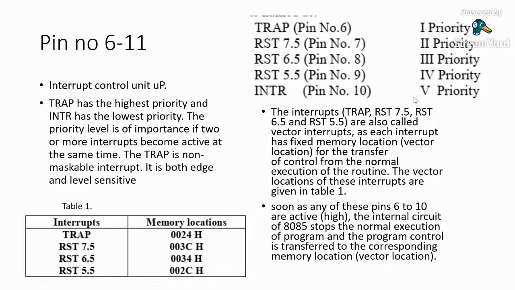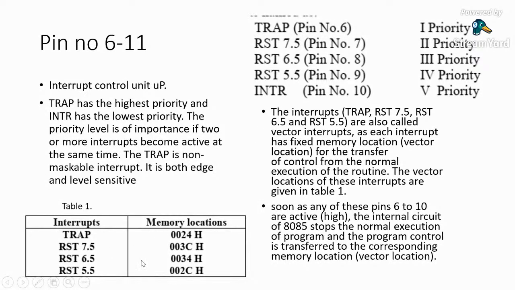The interrupts TRAP, RST 7.5, RST 6.5, and RST 5.5 are also called vectored interrupts, as each interrupt has a fixed memory location. It means that it has a vector location for the transfer of control from the normal execution of the routine. The vector locations of all these interrupts are given in the table here. These are the vector locations.